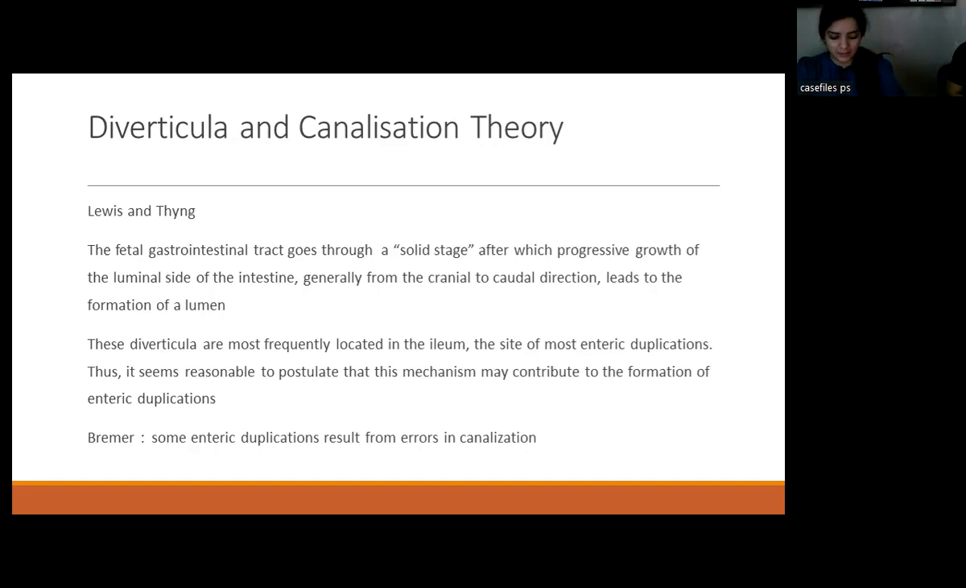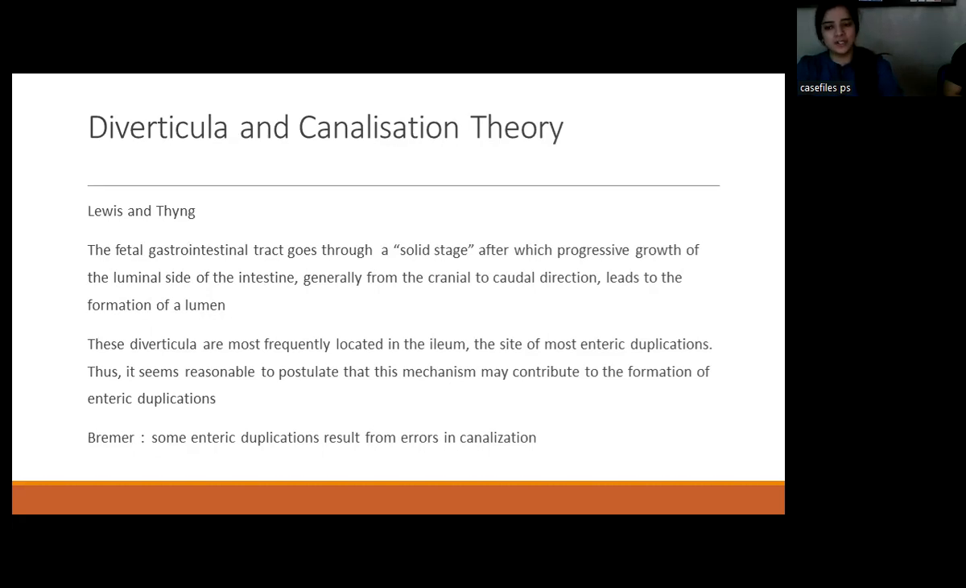However, the failure of this theory was that duplication occurs only on the mesenteric side of the bowel, whereas diverticula were present circumferentially in the bowel. Second, diverticulum and duplications were thought to have the same epithelial lining. However, in further slides, we will see that some duplications have an ectopic mucosal lining. So this theory fails to explain how the ectopic epithelial lining is present in the adjacent lining.